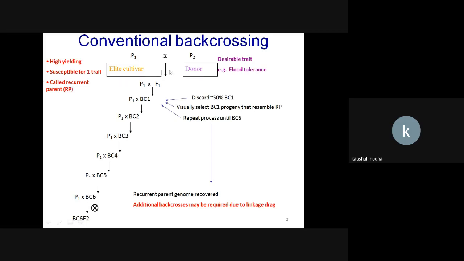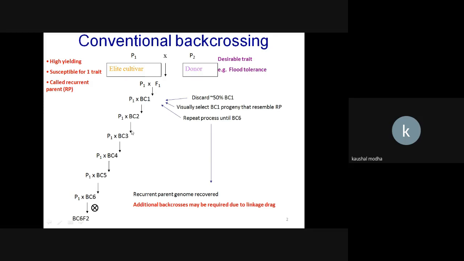So we cross them. These are our P1 and P2. This is the recurrent parent. This is the non-recurrent parent. This is the recipient parent. This is the donor parent. So once we develop the F1 in the conventional backcross method, we'll cross this F1 to the recurrent parent, where we want to transfer the trait from the donor. So by recurrent backcrossing, what we are actually doing is transferring most of the genes from this P1 recurrent parent to the F1 nucleus. That's what we are doing. But we are retaining one trait from the donor, the target trait, that is flood tolerance here.